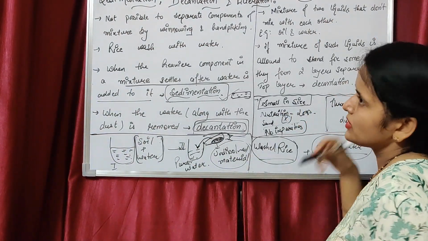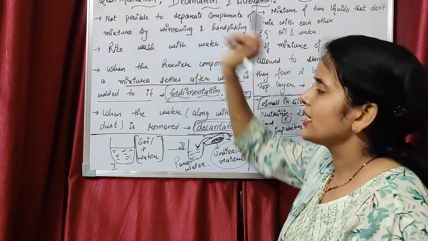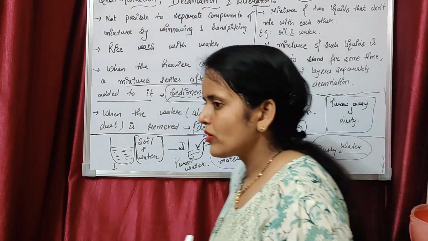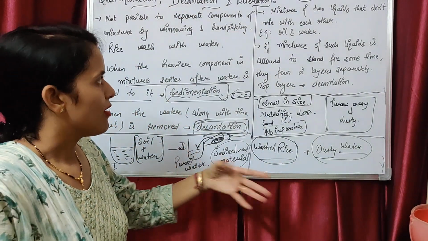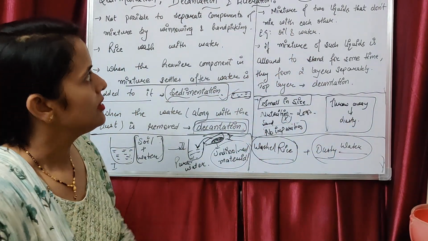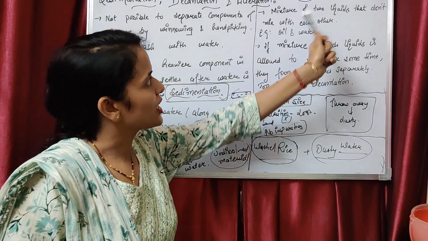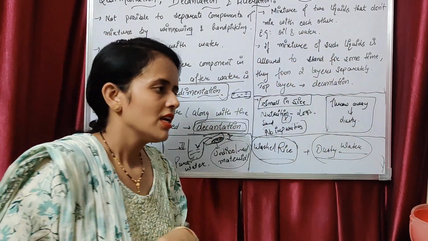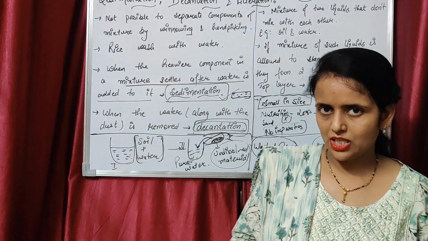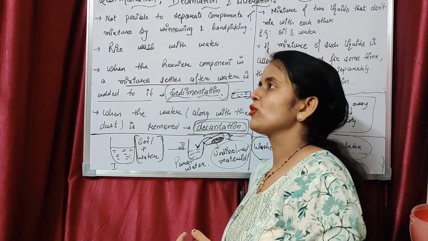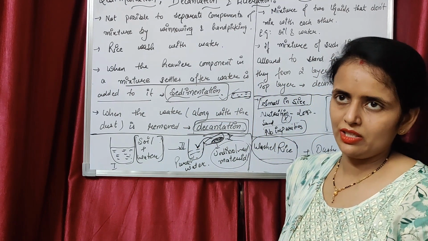Mixture of two liquids. Some more examples of sedimentation and decantation. I know you are so intelligent, you can easily understand by one example, but I want to give some other examples also. Mixture of two liquids that do not mix with each other. So if there are two liquids which are not miscible with each other, give me an example of two liquids which are miscible with each other.